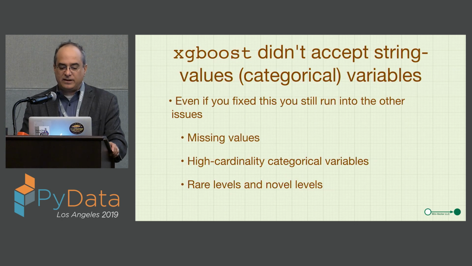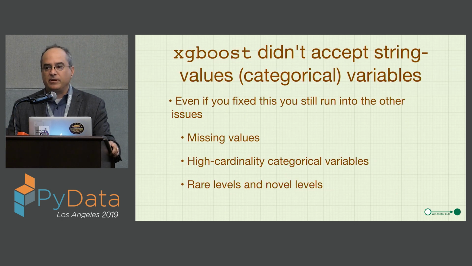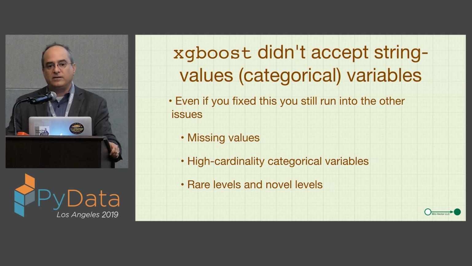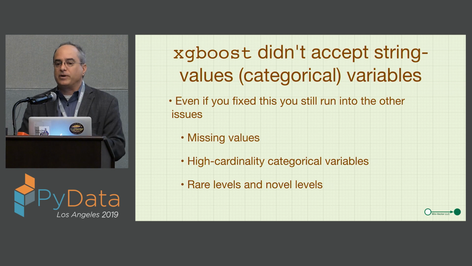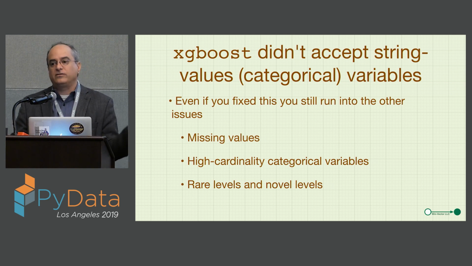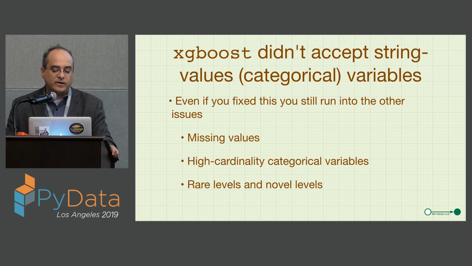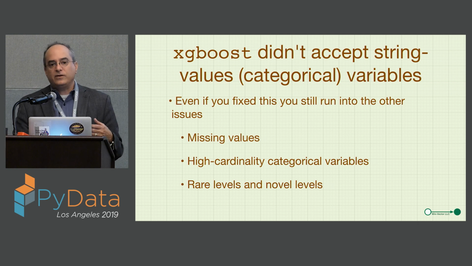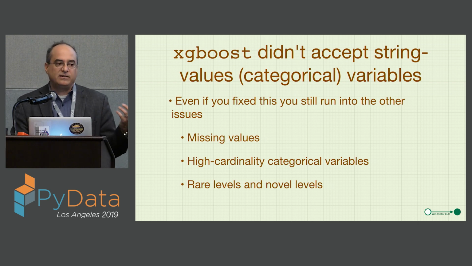Now, even if you fixed this, you would then run into your next problem, that you still have missing values. Then you'd run into your next problem, that even though you've re-encoded some of the categorical variables, you've blown up your data set into hundreds of thousands of columns when we only had 50,000 rows. And then you get the rare levels and novel levels, which are statistically poison anyway, even if you have enough data processing memory to deal with them.